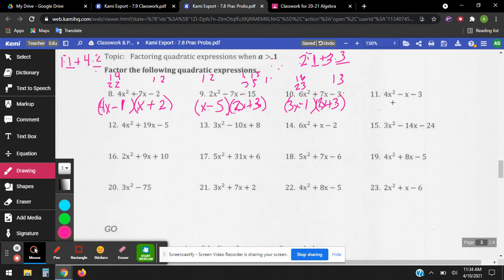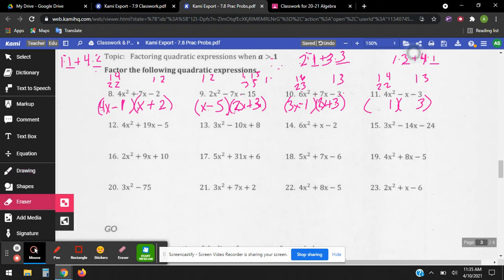Okay, next one. 4 has 1 and 4, 2 and 2. 3 just has 1 and 3. Okay, so I have a 1 and a 3 for sure, and I need to get a -x. Well, the 1 and 3 and 4, let's try that one. 1 times something plus 4 times something. Well, if I do 4 times 1 and 1 times 3, that gives me 4 and 3, and I need to get a negative. So if I do a negative with the second one, -1, that gives me -4 plus 3 is a -1.